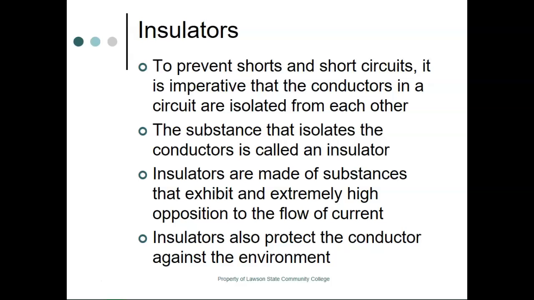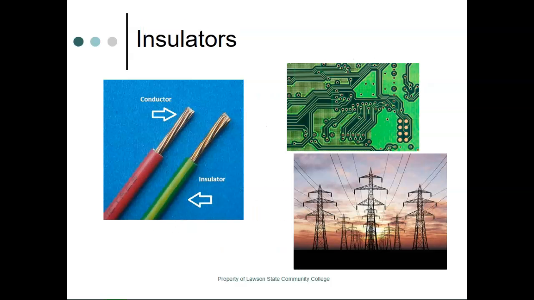So insulators are made of things that exhibit extremely high opposition to the flow of current and protect the conductor against the environment. A really good one is sand, believe it or not. Sand goes into making glass and everything else. So that's actually generally a good insulator. We tend to think of rubber first and foremost, but it's not the best of the best. All right, so insulators, that's what's wrapped around these wires.